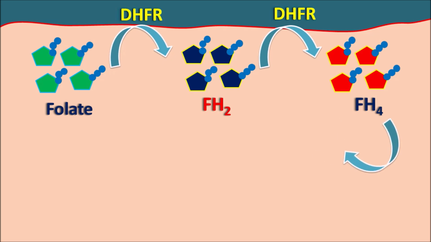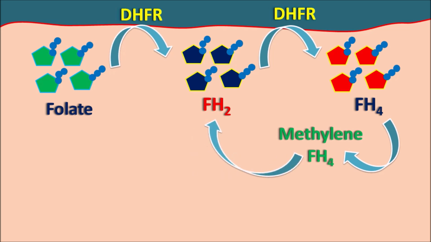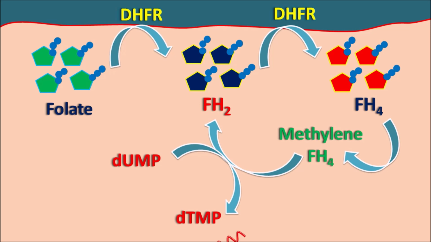Then this tetrahydrofolate can be converted into methylene tetrahydrofolate by addition of a 1 carbon unit. Here the 1 carbon unit is going to supply the methylene group. Then this methylene tetrahydrofolate is going to be reconverted into dihydrofolate, where this CH2 group, that is a methylene group, is going to be transferred to the dUMP. Now the dUMP is going to be converted into dTMP. In this way, from deoxyuridine monophosphate, deoxythymidine monophosphate is going to be synthesized, for which the methylene tetrahydrofolate is required. And this crucial step is going to be blocked by 5-fluorouracil.